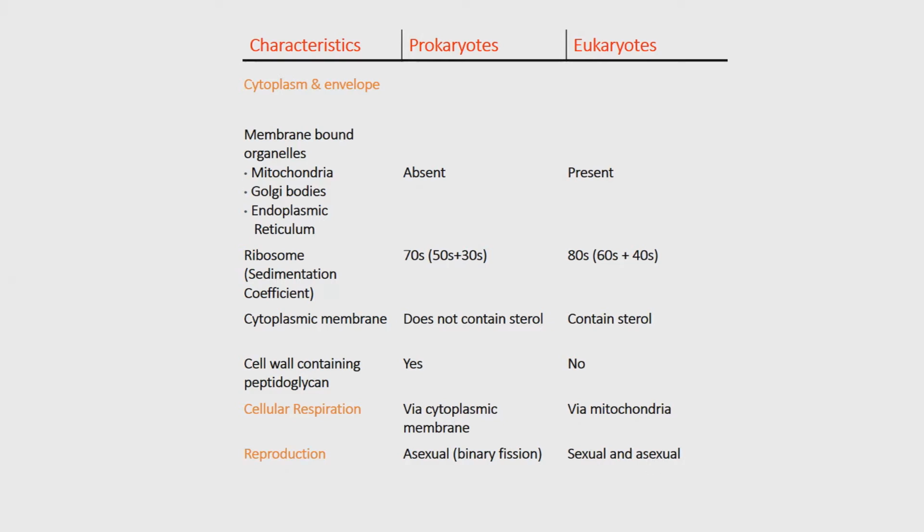And reproduction: we humans and animals usually reproduce sexually, and some other eukaryotes such as fungi or some of the plants reproduce asexually, but not all, just some of them. In case of prokaryotes, it's basically asexual, by binary fission, that we have already mentioned. So moving on to the next portion.